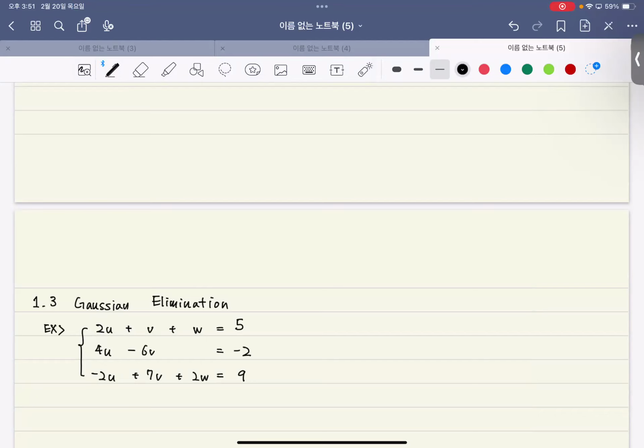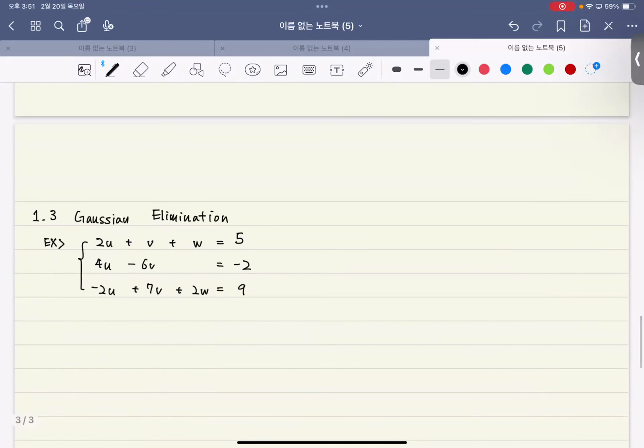Sorry, I changed my mind. In order to introduce Gaussian elimination, I will first need to introduce what I mean by elementary row operations. So before I introduce Gaussian elimination, I will need to talk about the elementary row operations. So what are elementary row operations? Elementary row operations are a set of operations that are applicable to a given system.